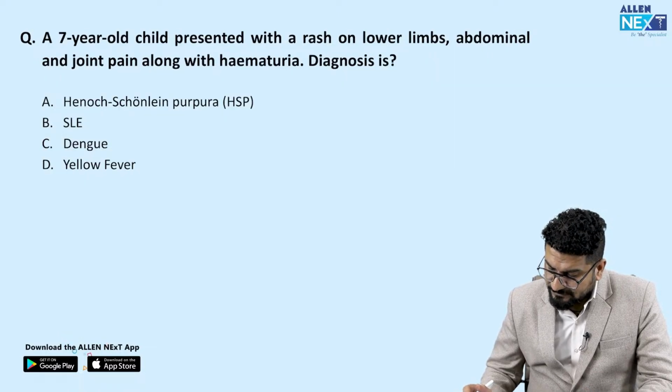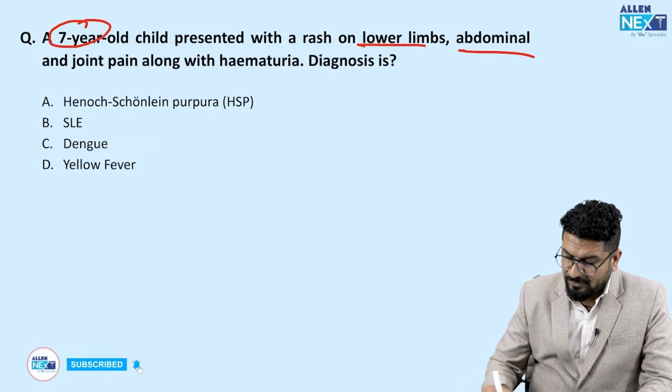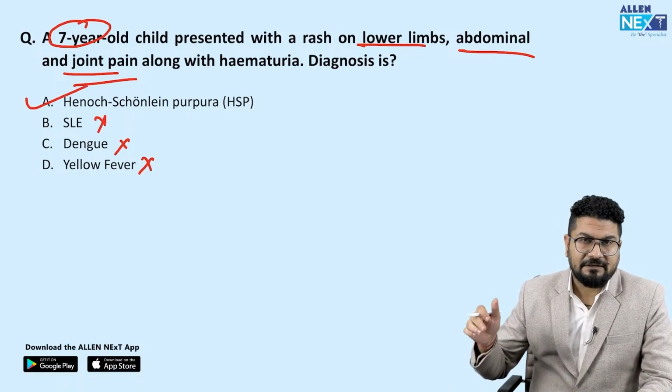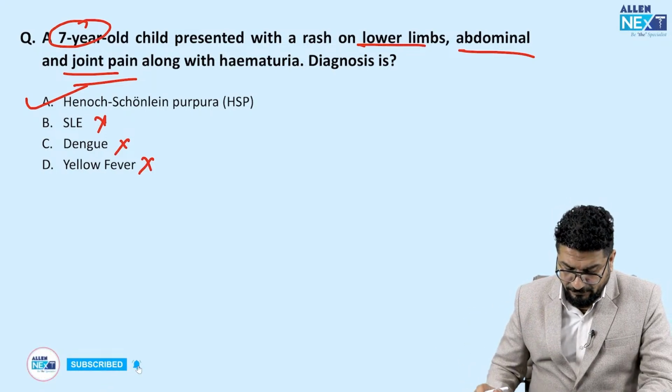A 7-year-old child presents with rash on the lower limb, abdominal and joint pain. Child, rash on lower limb, abdomen, joint pain. So yellow fever, no. Dengue, no. SLE, no. It is HSP. Abdomen, thigh, legs, buttocks, rash, young child, it is always HSP, Henoch-Schonlein purpura.